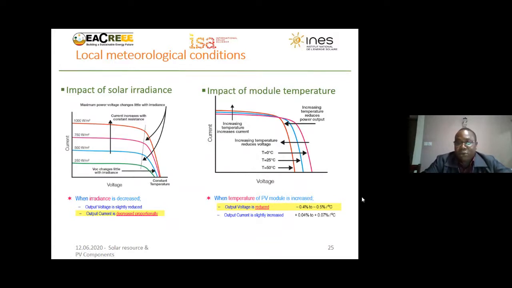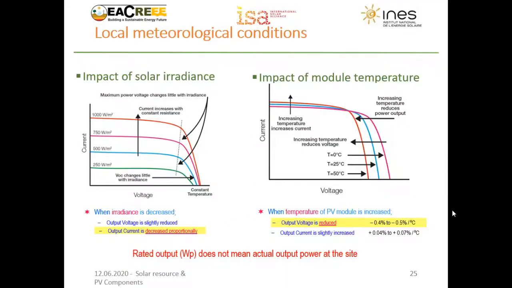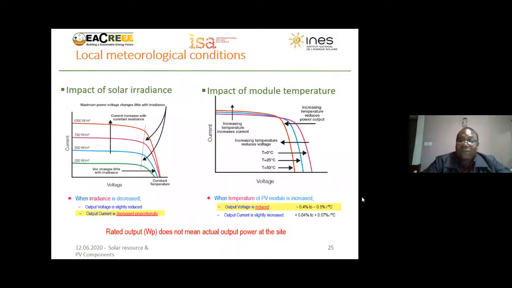So generally, when the temperature of a module increases, voltage reduces, and the output current slightly increases, as we can see on that graph. Usually the rated output on your PV panel, when you are buying it, on the data sheet, mostly does not mean that is what it is going to generate. It means that is what has been tested at standard testing condition of 25 degrees and 1000 watts per square meter. But this is not the reality in many cases in the field.